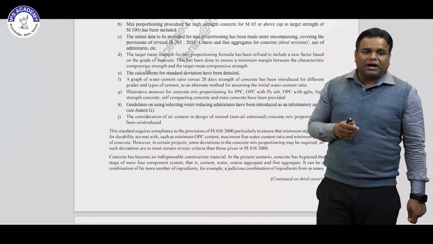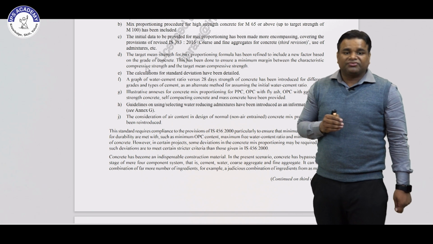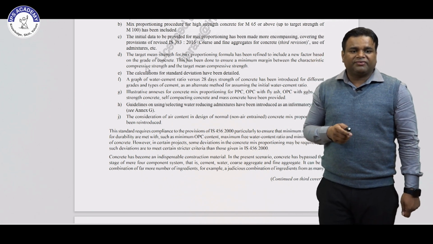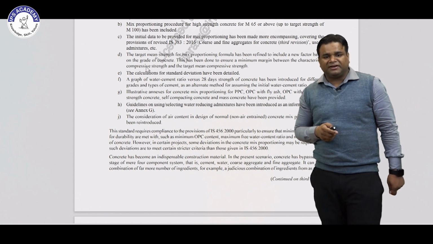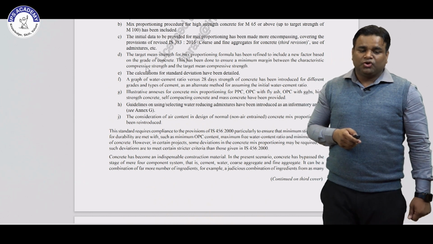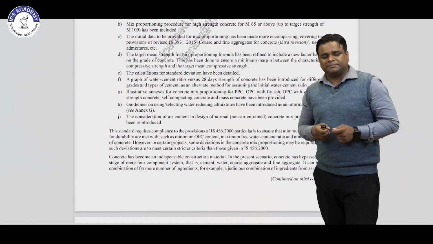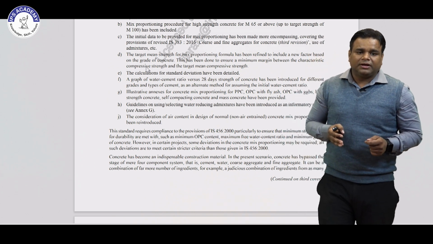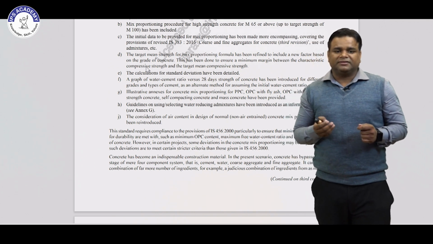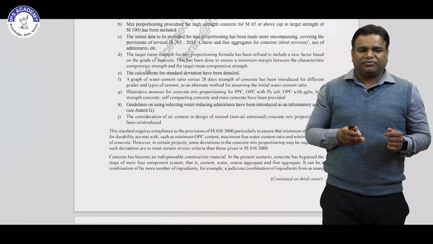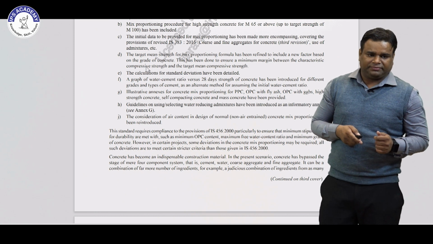Then the next point is a graph of water cement ratio versus 28-day strength of concrete has been introduced for different grades of concrete, types of cement, and an alternate method for assuming the initial water cement ratio. So in our previous code there is no graph of water cement ratio for getting the strength. In this one they have included the graph of water cement ratio versus strength.